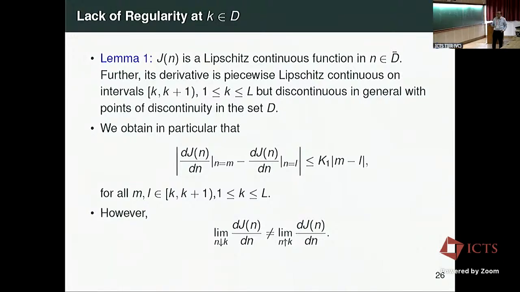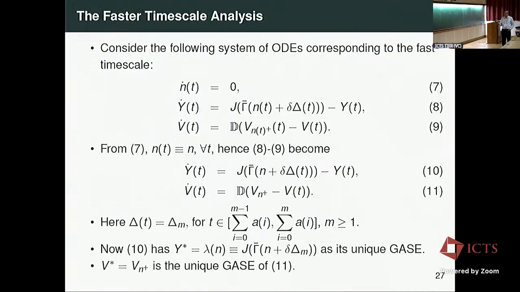And we obtain in particular something like this: if you look at the derivative dJ(n)/dn evaluated at n equals m, and take the difference with dJ(n)/dn evaluated at n equals l, it is upper bounded by K1 times |m minus l|. So it is Lipschitz on this interval. But if you take the limit as n goes down to k, and the limit going up from the left, they are not the same. Which means there is a problem at these points. If this limit were equal, then one could have appealed to an ODE-based method.